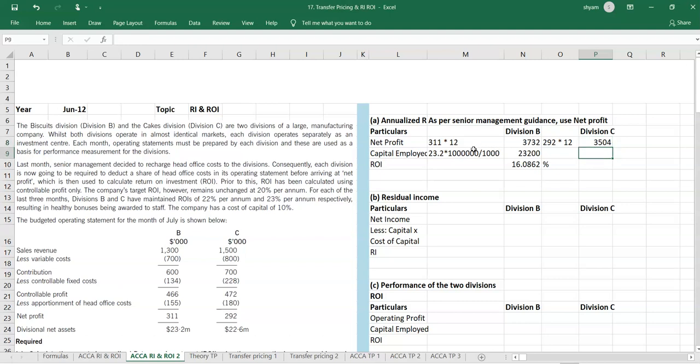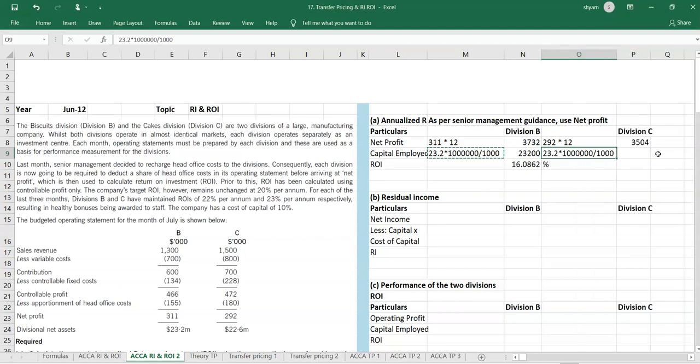What's assets? Asset we have to again calculate it separately. So assets is 22.6. So we got that also. So let's get the percentage. So percentage comes to 15.5. So we got the answer.